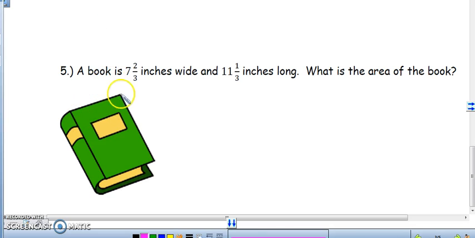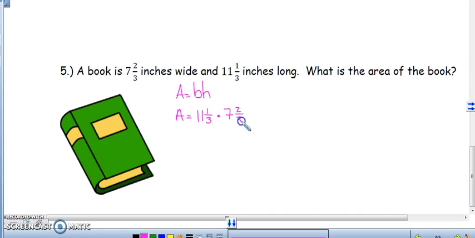A book is what shape? It's rectangular. So a rectangle, parallelogram, square, we use the same formula for all of them, which is area equals base times height, or length times width. So I'm going to use my 11 1/3 and multiply it by 7 2/3.